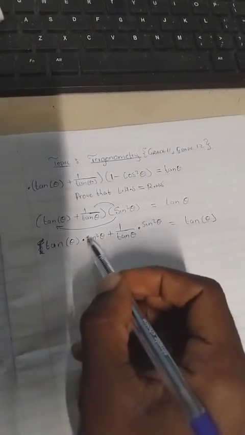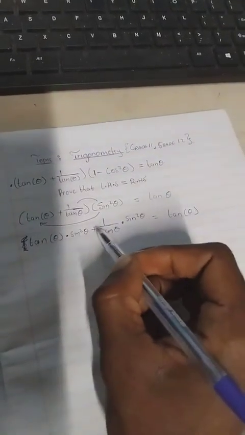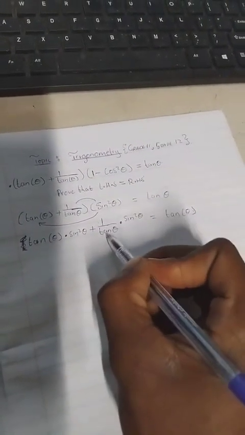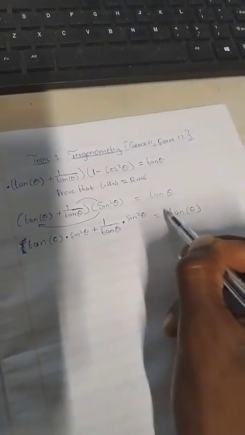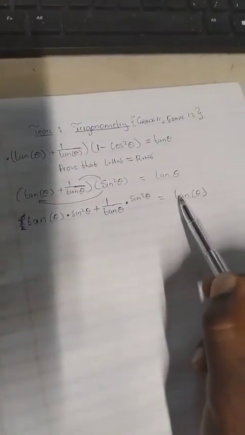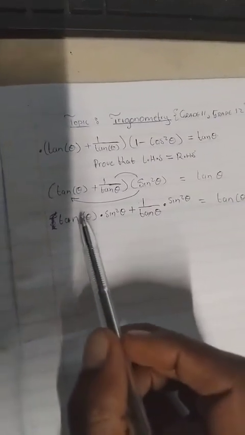So again, what am I going to do? Now, since I have my tan theta multiplied by sine squared theta plus 1 over tan theta multiplied by sine squared theta, which equals tan theta, it's fine. Now we can substitute this tan theta using our identity that we are having.